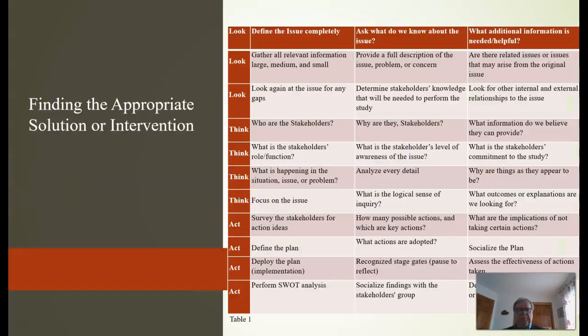So finding the appropriate solution or intervention takes work. It's profound and it's strong, but it still takes work when we think in terms of the look, think, act, and we define the issue completely. We're asking, what do we know about the issue? What additional information is needed or helpful?